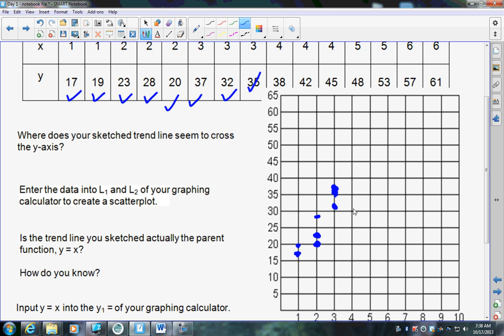4 and 38. 4 and 42. 4 and 45. 5 and 48. 5 and 53. 6 and 57. 6 and 61.